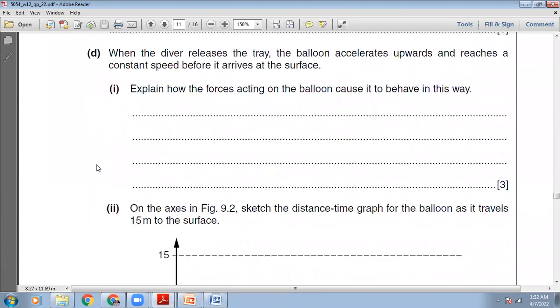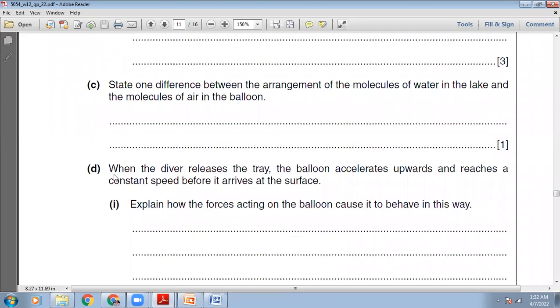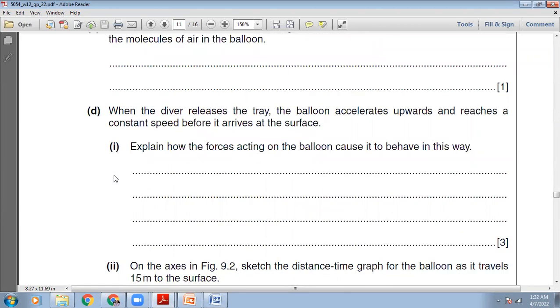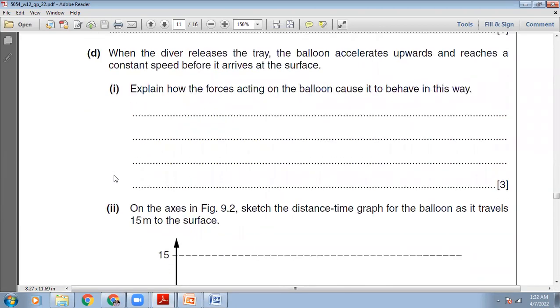Okay, the next part is D. When the diver releases the tray, the balloon accelerates upward and reaches a constant speed before it arrives at the surface. So they are talking about the balloon coming towards the surface of the lake. So the balloon is moving in the water. Explain how the forces acting on the balloon cause it to behave in this way.